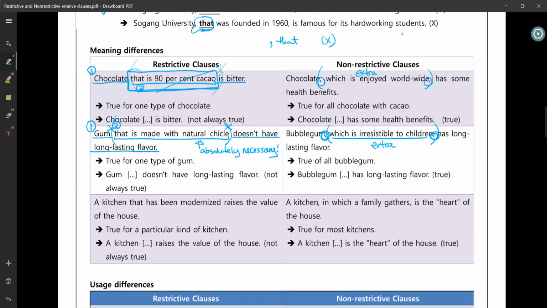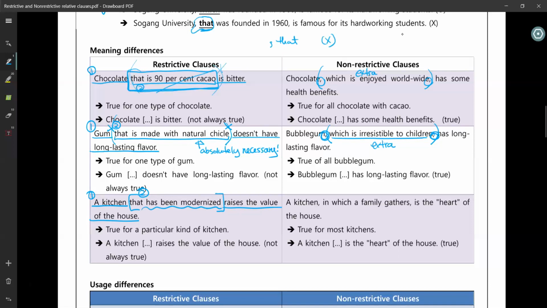A kitchen that has been modernized raises the value of the house. Kitchen, sentence number one, raises the value of the house. That has been modernized. This is sentence two. Now, if we take this out and say a kitchen raises the value of the house, then as long as you have a kitchen, your house becomes very expensive. I don't think so. You can have a really, really old and dirty kitchen in any apartment. It just depends on whether it is modernized or not, which means that this information is absolutely necessary, and therefore we do not trap them inside a set of commas.